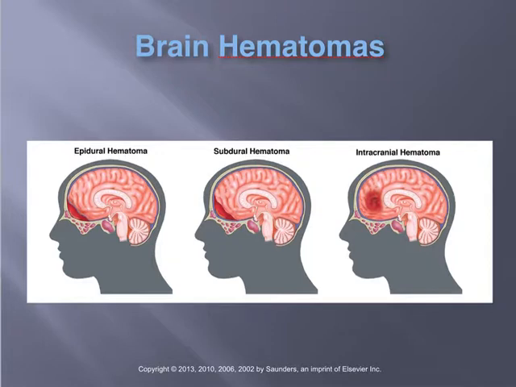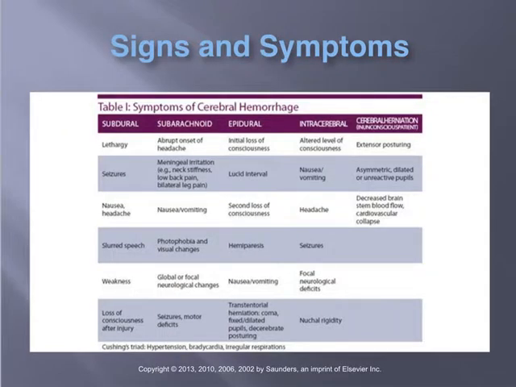From there, we could have a brain hematoma. And it's just a matter of where that collection of blood is occurring that gives it its name. So an epidural hematoma is outside of the dura mater of the brain, while a subdural hematoma is under the dura mater. And then an intracerebral hemorrhage is actually within the brain tissue itself. And this slide has some of the most common signs and symptoms of cerebral hemorrhage based on where the bleed actually is happening. But you can see these are very subtle.